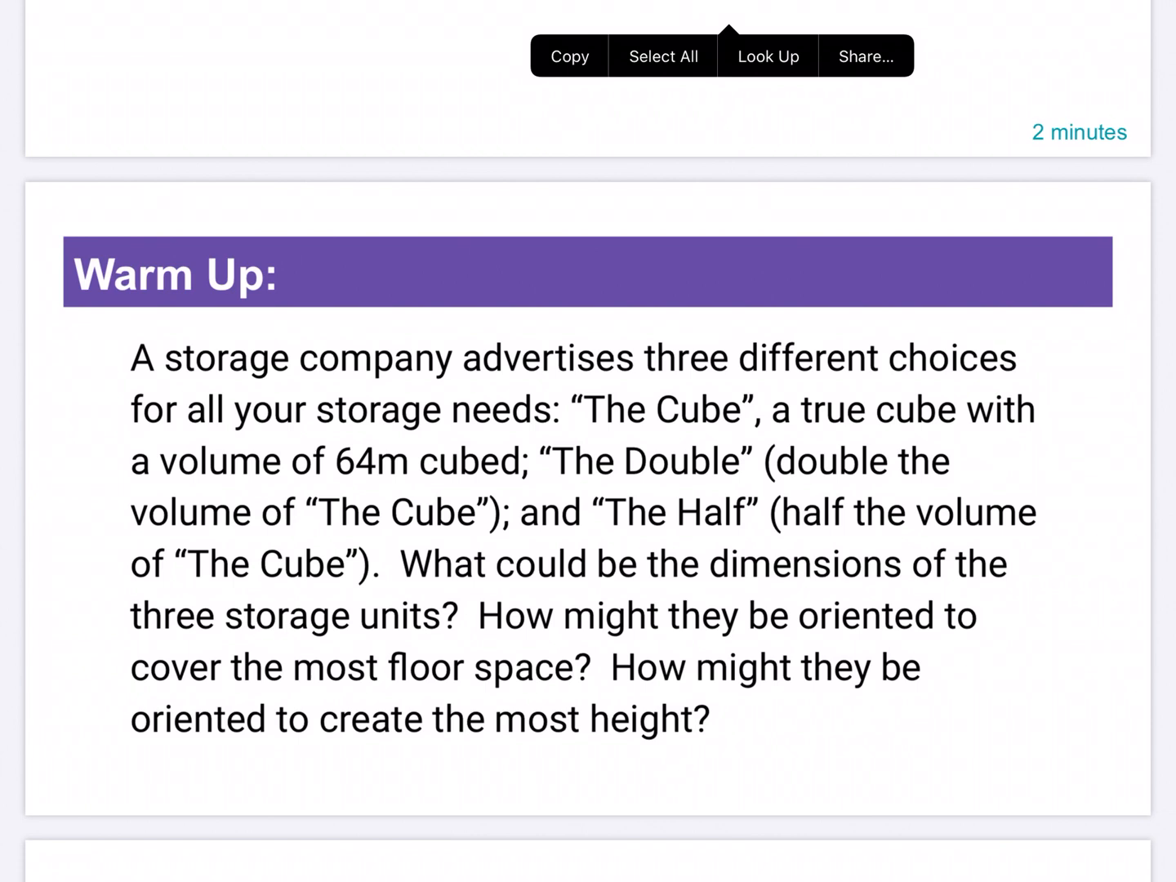So it says, a storage company advertises 3 different choices for all of your storage needs. The cube, a true cube with a volume of 64 meters cubed. The double, the volume of the cube. And the half, the volume of the cube. What could be the dimensions of the 3 storage units? How might they be oriented to cover the most floor space? And how might they be oriented to create the most height?